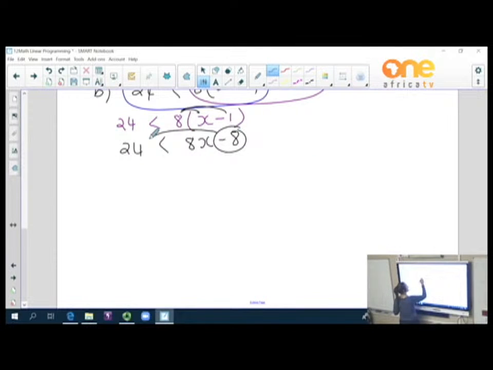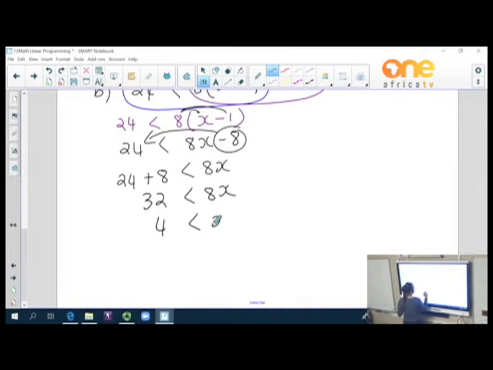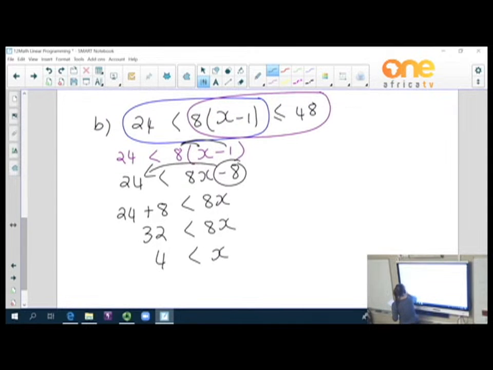Taking your like terms to one side, 24 plus 8, the negative 8 becomes a positive, is less than 8x. So we are left with 32 is less than 8x. Divide by 8 on both sides and you get 4 is less than x. Then we can go to the next inequality.